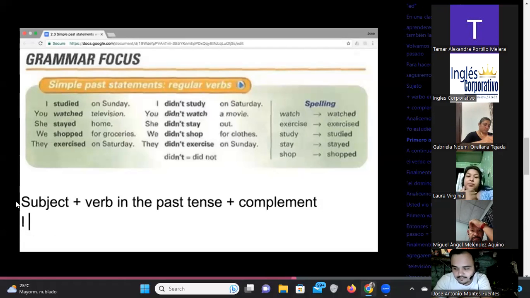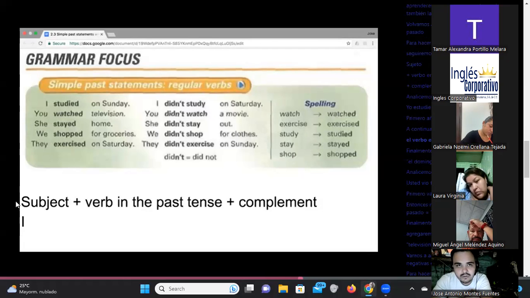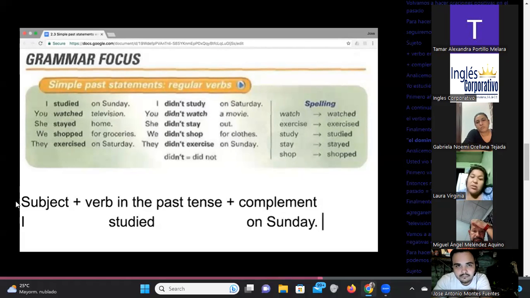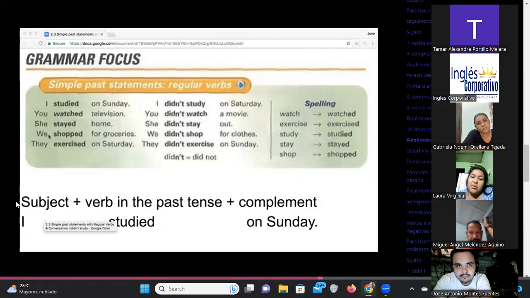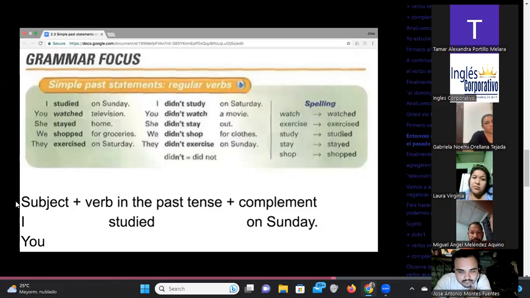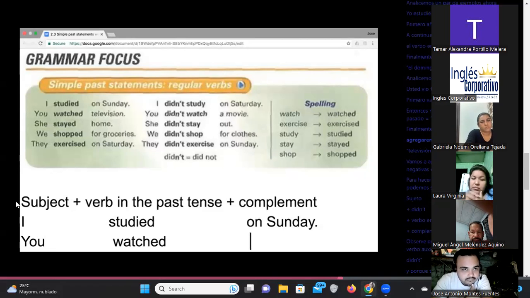First, we will add the subject, I. Next, we will include the verb in the past tense. Finally, we will put a complement, on Sunday. Let's analyze one more example now. You watched television. First, we will add the subject, you. Then we need to include the verb in the past tense. Finally, we will add the complement, television.